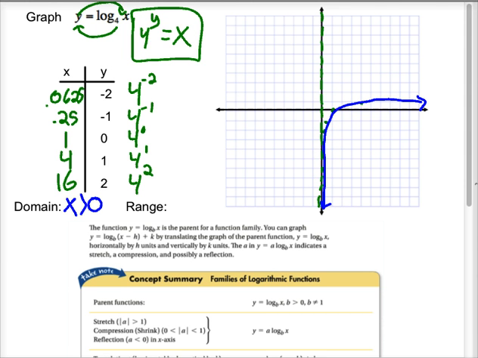This time my range is the easy one. I can use any y value. I can plug in any y value to this. So we're going to say that the range is, again, all real numbers. I can choose anything for y.